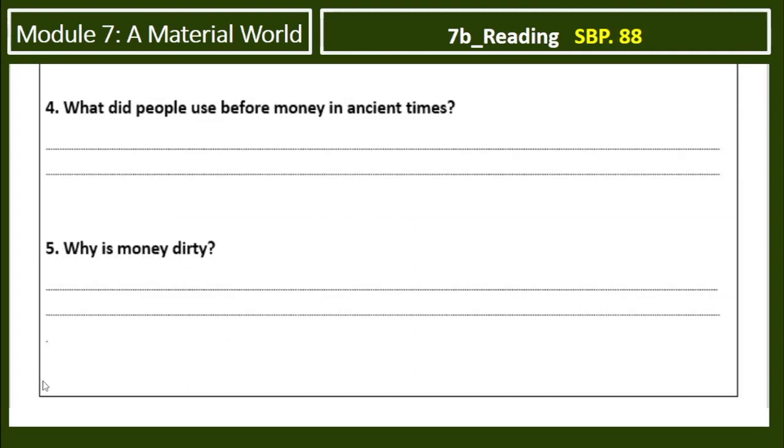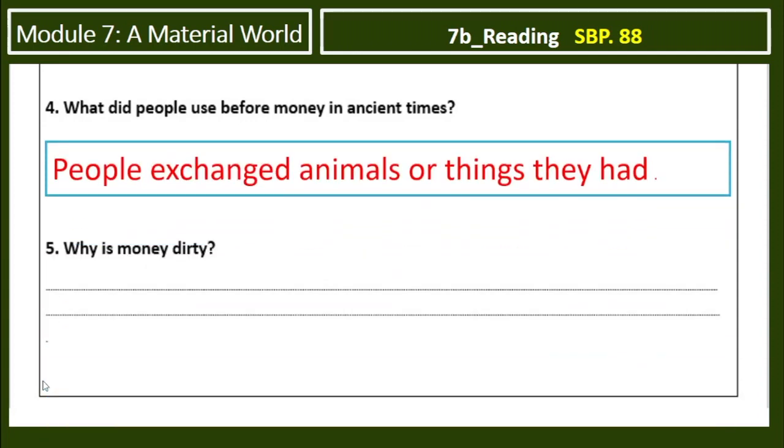Okay? Now, the second step for the second activity today is the constructed response questions, in which you can note down or write down the answers. Okay, question number 4. What did people use before money in ancient times? Now go back to the 5 paragraphs in the Students' Book, page 88, and try to figure out the answer to this question. Right, correct. People exchanged animals or things they had.